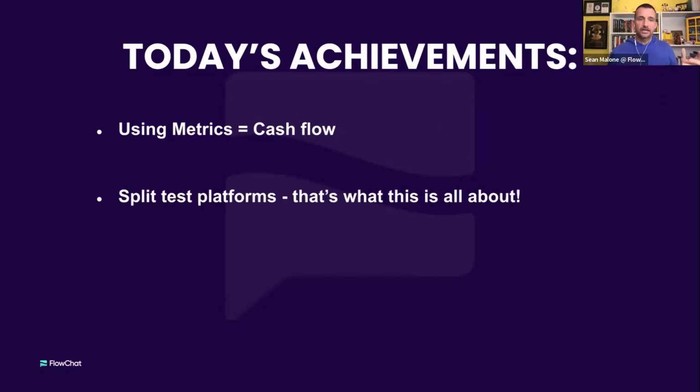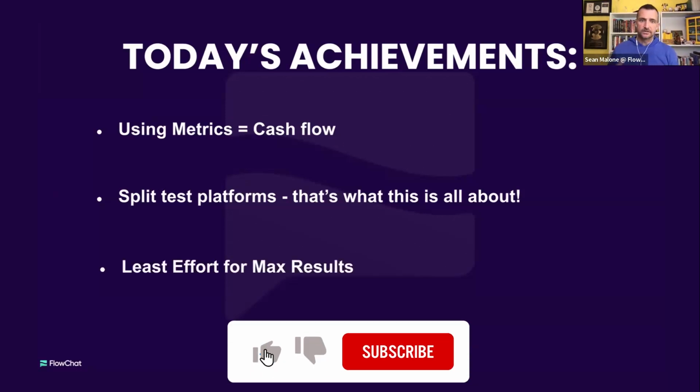That equals cash flow. Secondly, split test platforms. That's what this training was all about today. I did show you how to optimize on one platform, but if you have multiple platforms that you're optimizing, and depending on how big you want to go, this will give you the ability to choose to say, look, the way that I've written my flows seems to just work better on LinkedIn. I'm not going to start pouring energy into Facebook. I'm going to move all my energy to LinkedIn. And now you're getting bigger bang for your buck, because what it comes down to is the least effort for the max results. That's what we're all looking for.